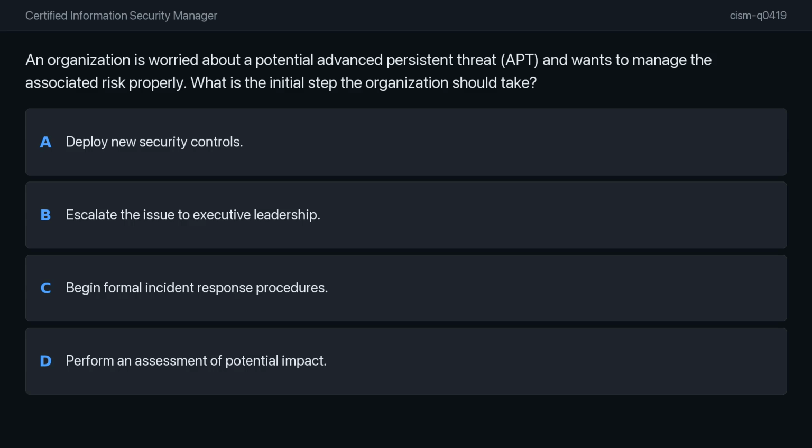An organization is worried about a potential advanced persistent threat, or APT, and wants to manage the associated risk properly. What is the initial step the organization should take?